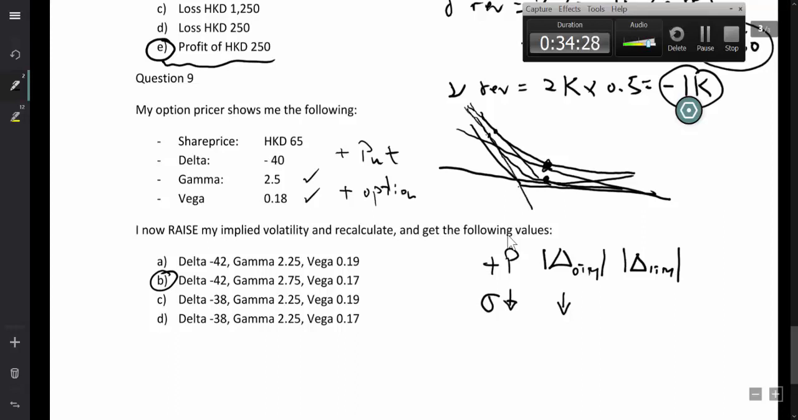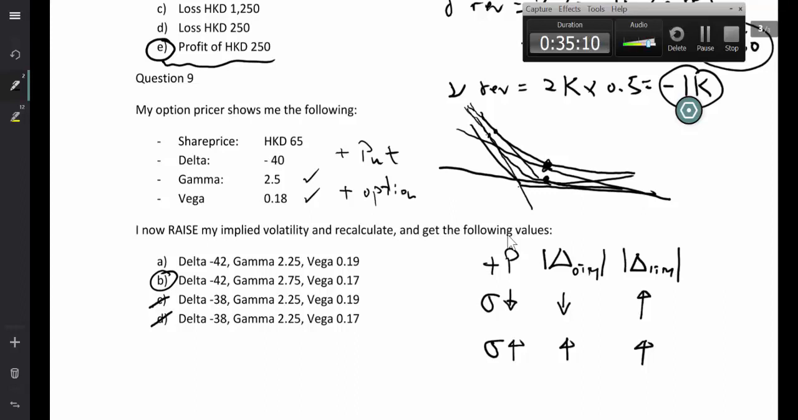You can see that the line has gotten steeper. So the absolute value goes up now. However, now it's the other way around, so the arrows go the other way. Whatever the delta was, it now needs to be higher. So it would be either A or B, and you also have to figure out what happens to the gamma and what happens to the vega.